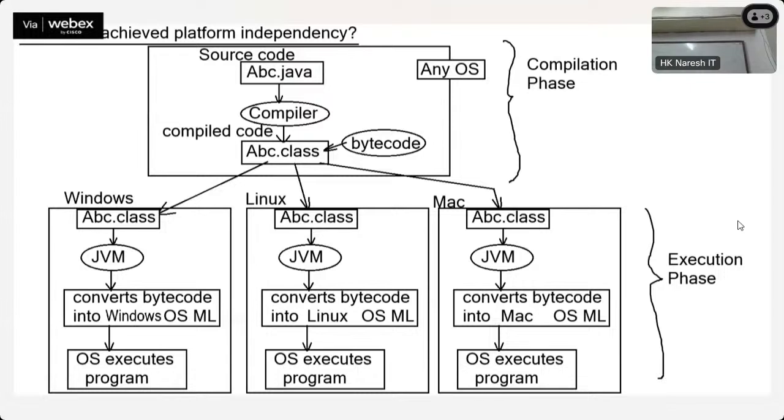Because a one-time compiled program is able to execute in all operating systems, we can say Java is a platform independent programming language. Now, keeping all aside, in a shortcut, I can say how Java achieved platform independency. Java achieved platform independency by moving machine language generation from compilation phase to execution phase by introducing new compiler software, bytecode and JVM.